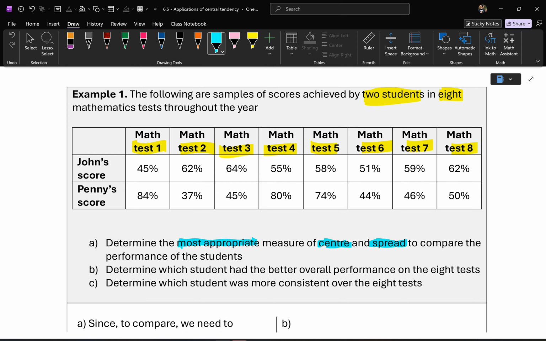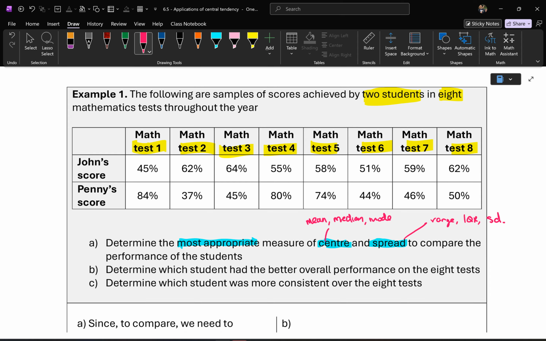So let's think about center. You have mean, median, mode. Spread, you've got range, IQR, and standard deviation. Based on what I have shown to you, which one for center and which one for spread? Now this one, I would say most students in year 12 would not know how to answer. So, who wants to have a go?